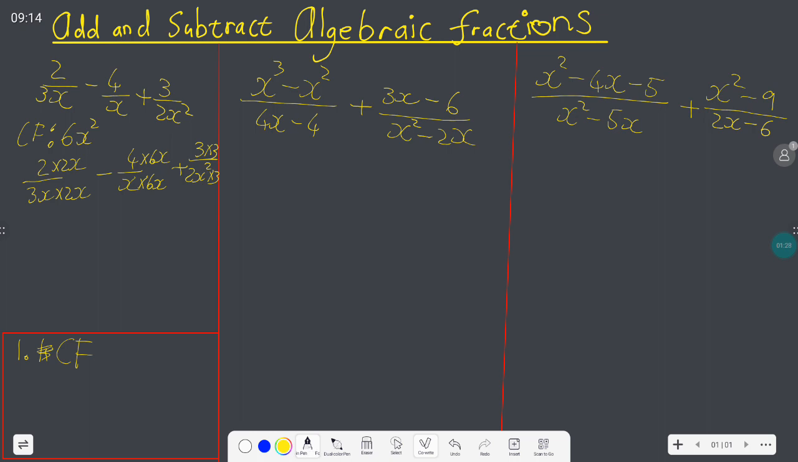So, afterwards, what will happen? All of them will be over the same 6x squared. 2 times 2x gives me 4x squared. That negative carries over. 4 times 6x gives me 24x. Plus 9. So if I simplify this, I will have negative 20x plus 9 over 6x squared. I cannot take it any further. I leave it just like that.